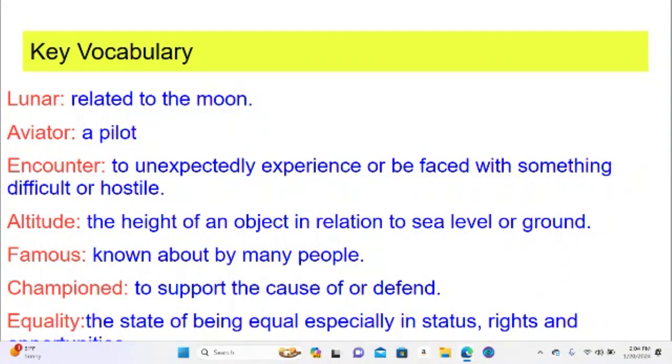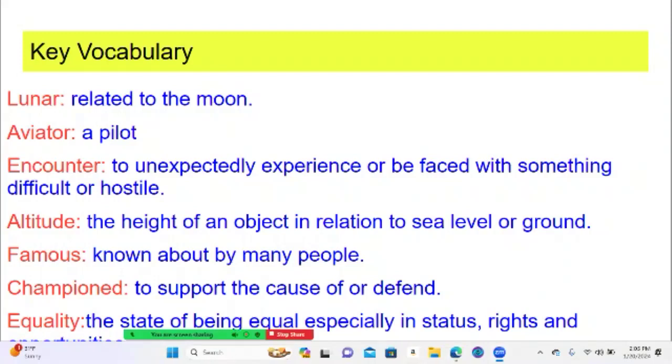Famous, known about by many people. Championed, to support the cause of or defend. Equality, the state of being equal, especially in status, rights, and opportunities.